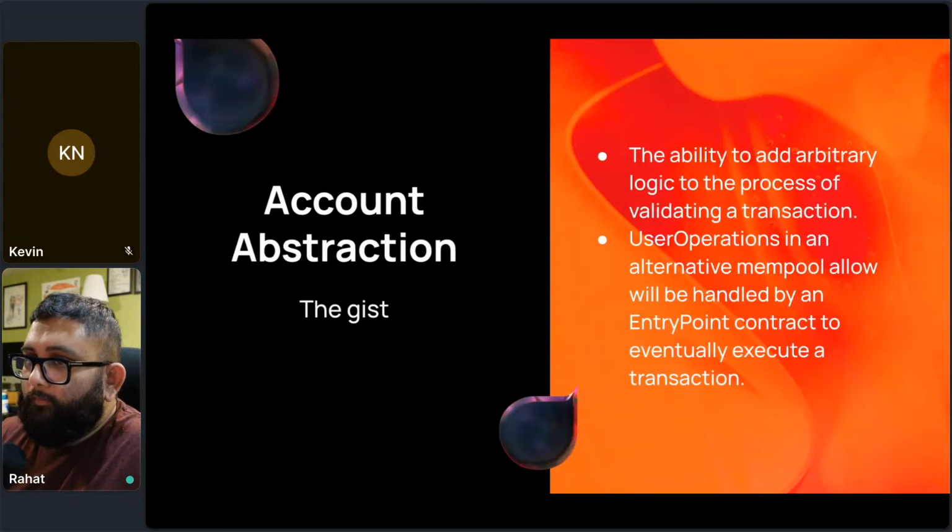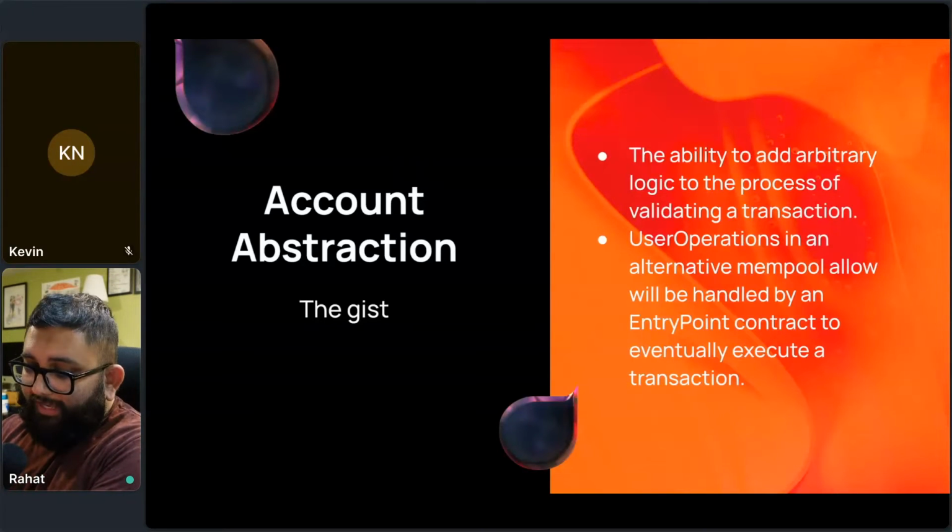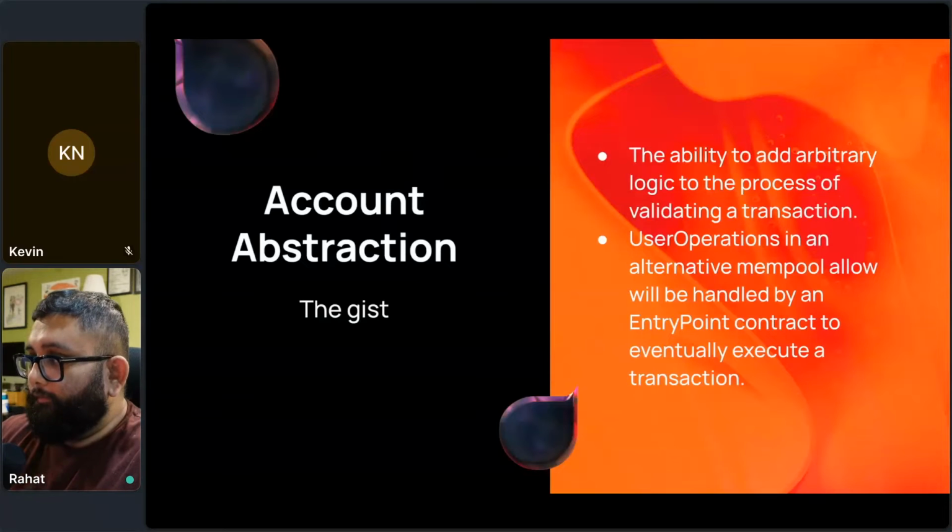But at the end of the day, the gist of what account abstraction is, and how to look at it, is that it's just the ability to add arbitrary logic to the process of validating a transaction, right? So you have a transaction, you have some information about it, you have the data, you have a contract maybe that it needs to go to, you have a nonce associated to it, you have some gas fees. And then after that, it's just adding more information on top of it. What other information can we add to it?